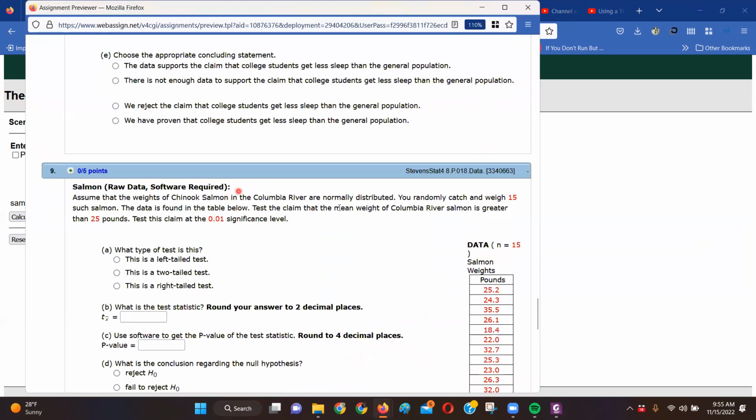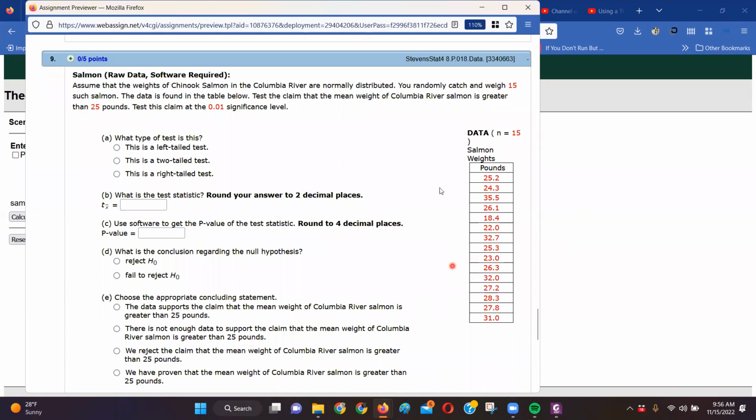Salmon, raw data. We know that the weights of Chinook salmon are normally distributed. We only have 15, though. We don't know anything about the population standard deviation. We can calculate a mean. They tell us the mean weight. So I know this is about means. It's one sample. They don't give us the data, so we've got to find that.